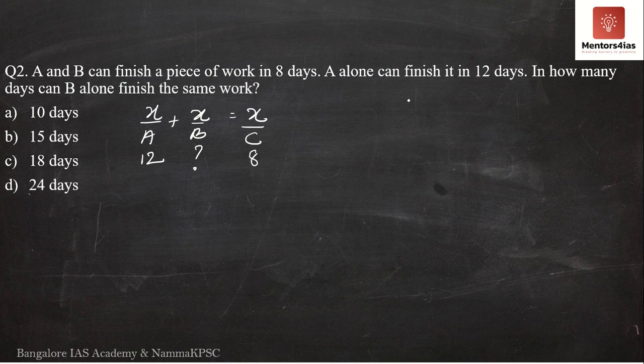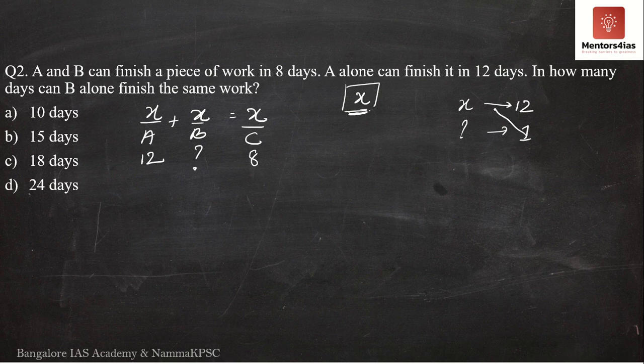Okay. Now, I am assuming let the amount of work to be done be X. X is the amount of work to be completed. So, if A can complete the entire X amount in 12 days, how much work will they complete in 1 day?